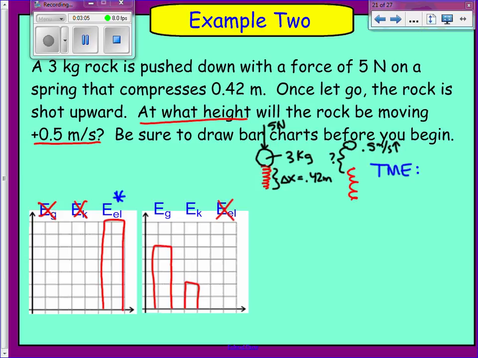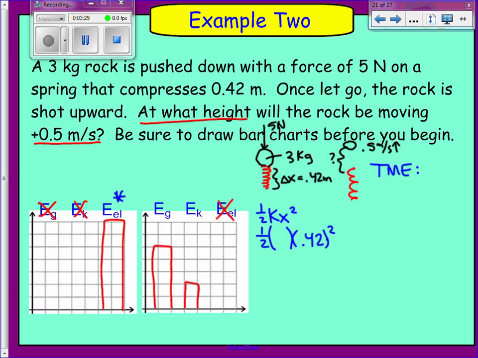Okay, so in the first bar chart, all the energy is elastic. So that's 1/2 kx squared. We know what the x is. We're told that the spring is pushed in 0.42 meters. And so that's what would get squared. But notice it does not give me my k constant. Nowhere in the problem does it tell me that. However, we are given enough information to where we can figure out what the k constant is.